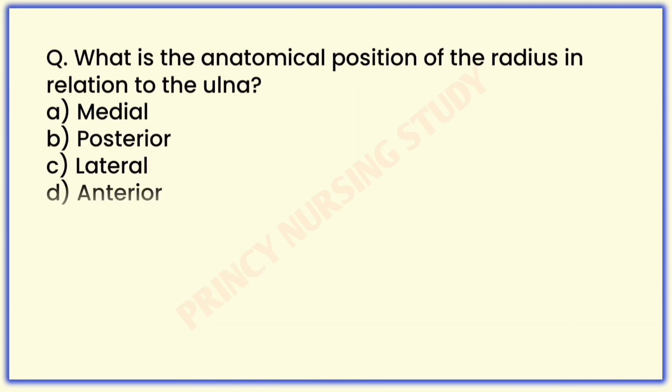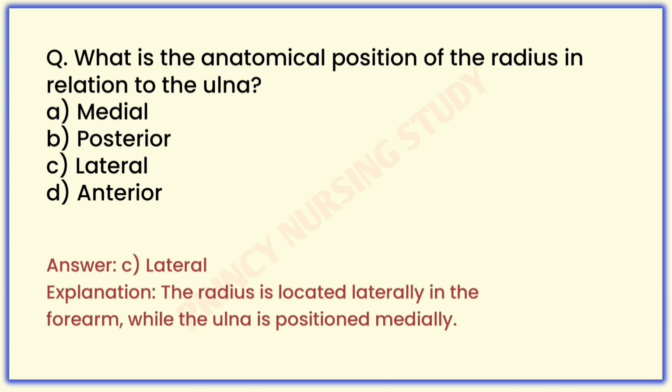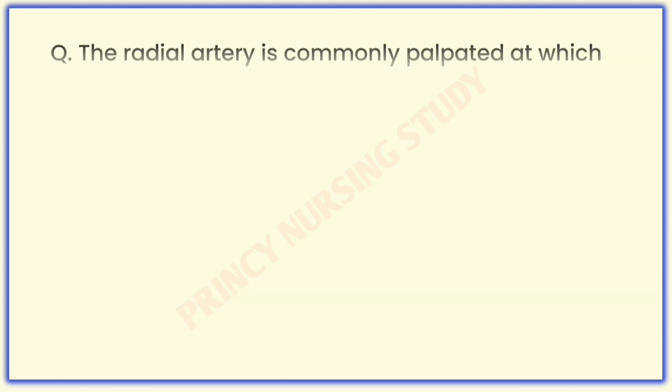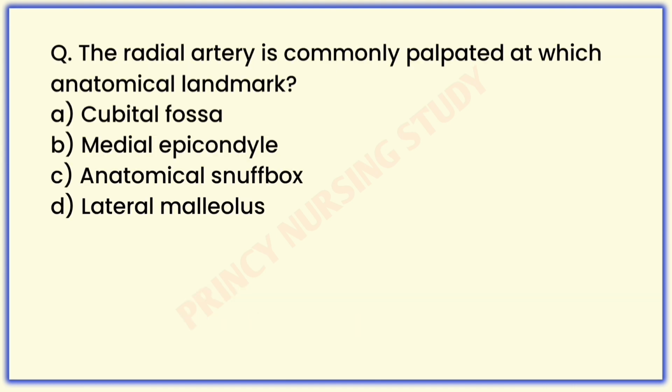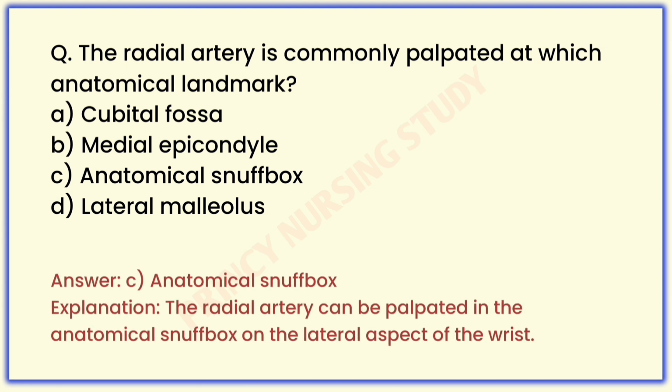Next question. What is the anatomical position of the radius in relation to the ulna? Correct answer is C. Lateral. The radius is located laterally in the forearm while the ulna is positioned medially. Next question. The radial artery is commonly palpated at which anatomical landmark? Correct answer is C. Anatomical snuff box. The radial artery can be palpated in the anatomical snuff box on the lateral aspect of the wrist.